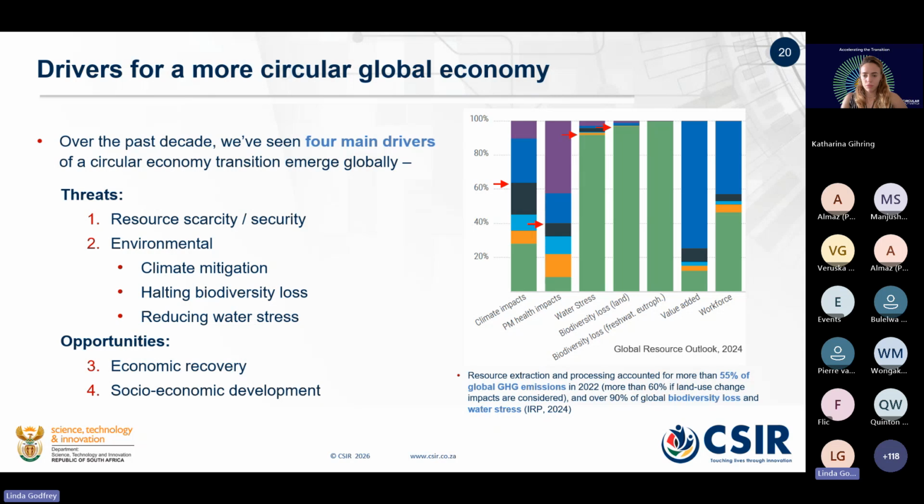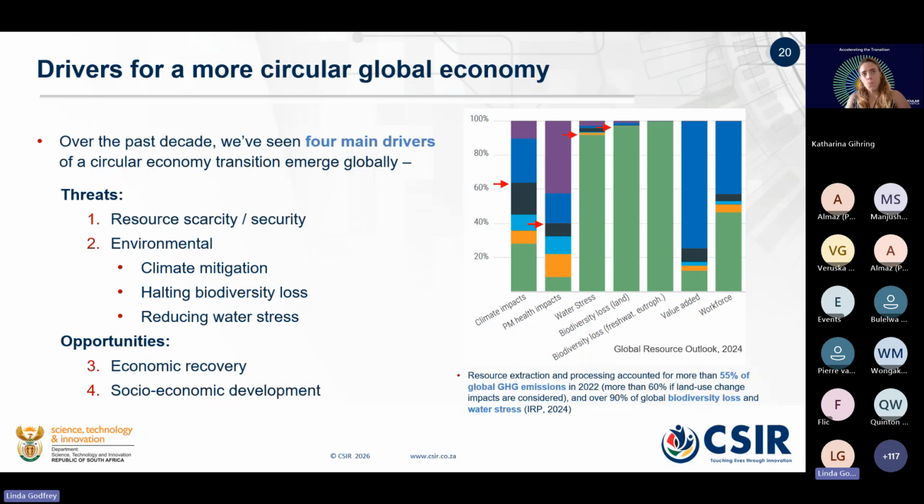So probably the oldest and the first of the drivers that we saw emerge was the issue around resource scarcity and security. We see this particularly now as well. The discussions around critical raw materials or critical minerals, which countries need to support their energy transition, their AI transitions, in support of defense and security. There's a lot of discussion around critical minerals.